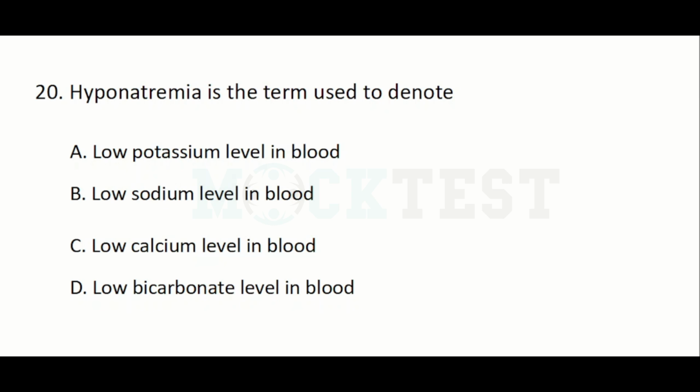Hyponatremia is the term used to denote option A low potassium level in blood, option B low sodium level in blood, option C low calcium level in blood, option D low bicarbonate level in blood. Hyponatremia is the term used to denote low sodium level in blood. Option B.